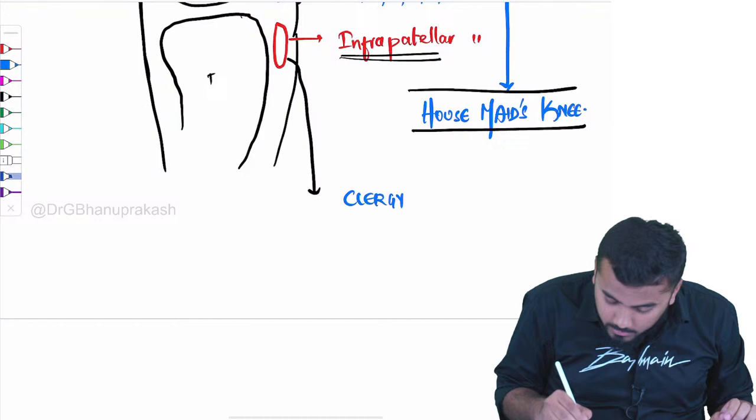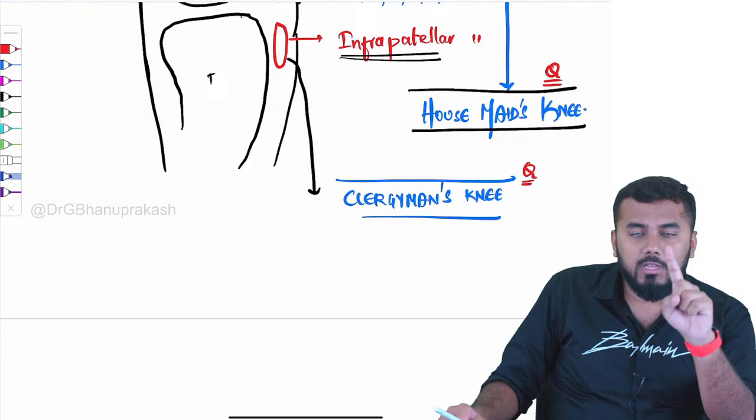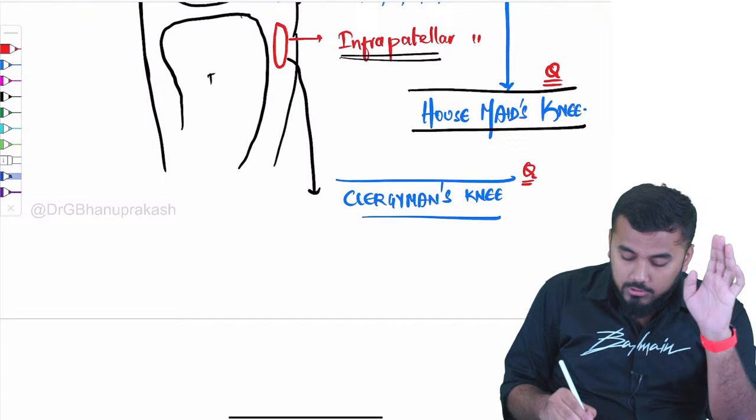Clergyman's knee. So two MCQs got covered. They will either ask you this in anatomy, or in your future you will study a subject called orthopedics. Even there, they'll ask you this question. So clergyman's knee and housemaid's knee are the two most common things.